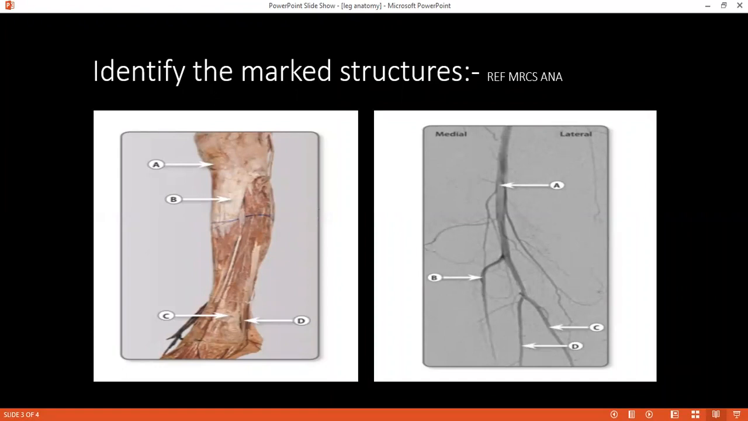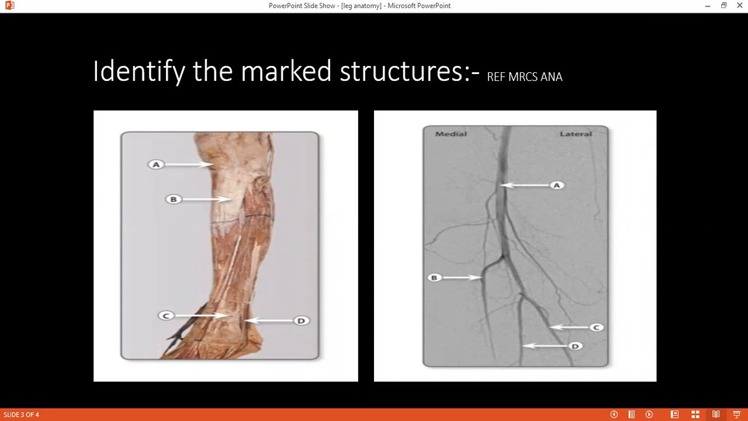Okay, can you please tell me the muscles in each compartment? In the anterior compartment, the muscles are tibialis anterior, extensor hallucis longus, and peroneus tertius, and extensor digitorum longus as well. What is the nerve of the anterior compartment? The nerve is the peroneal nerve. Good. What are the vessels also present in the anterior compartment? The anterior tibial artery. Very good, anterior tibial vessels.